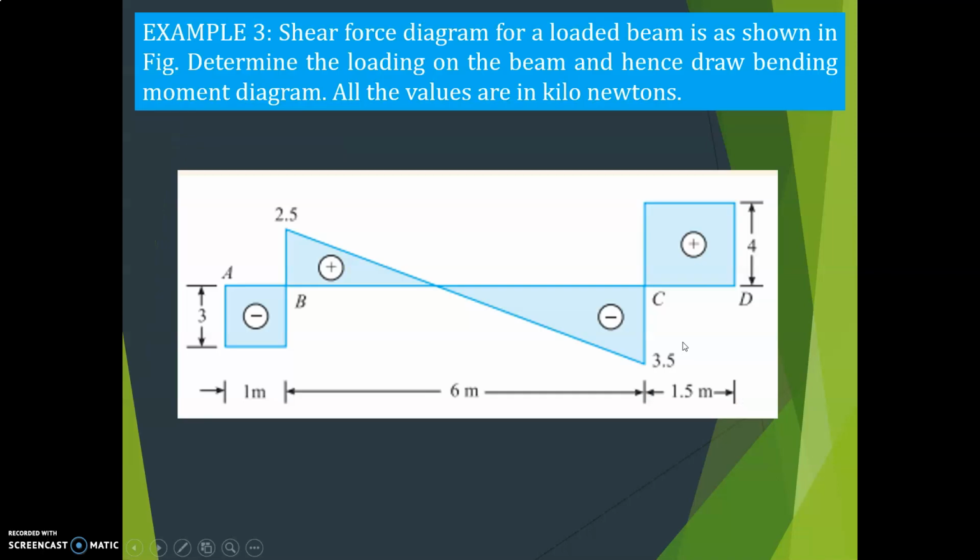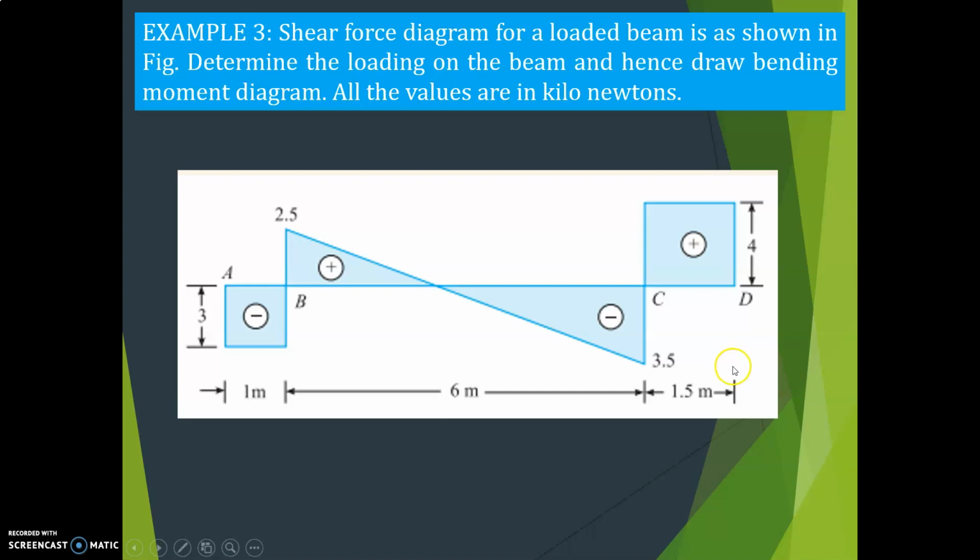The shear force diagram for a loaded beam is as shown in the figure. Determine the loading on the beam and hence draw the bending moment diagram. All the values are in kilonewtons. Here there is no unit, so you have to think of it as kilonewton. Okay, so what is the first step?